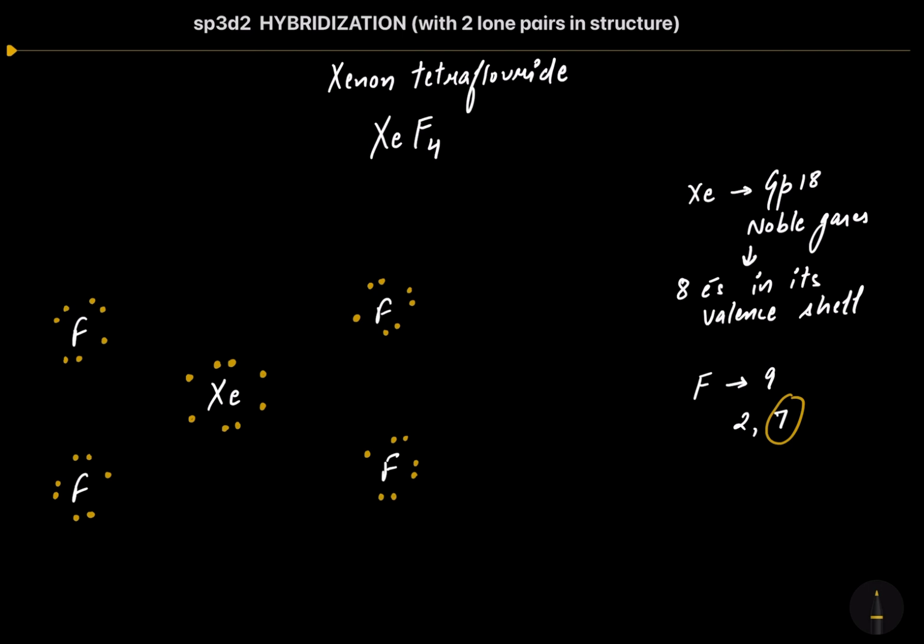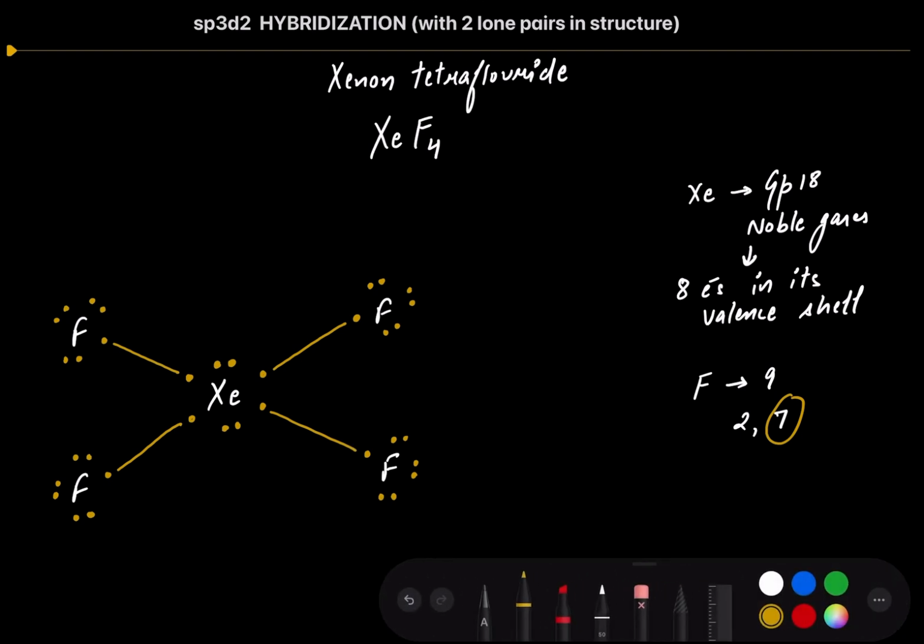Now what's going to happen? All the fluorine atoms will make one bond each with xenon. So that's the first bond of the first fluorine, the second bond of the second fluorine, the third bond of the third fluorine, and the fourth bond of the fourth fluorine. Now let's count the number of valence electrons for all the fluorine after the formation of one bond with xenon.